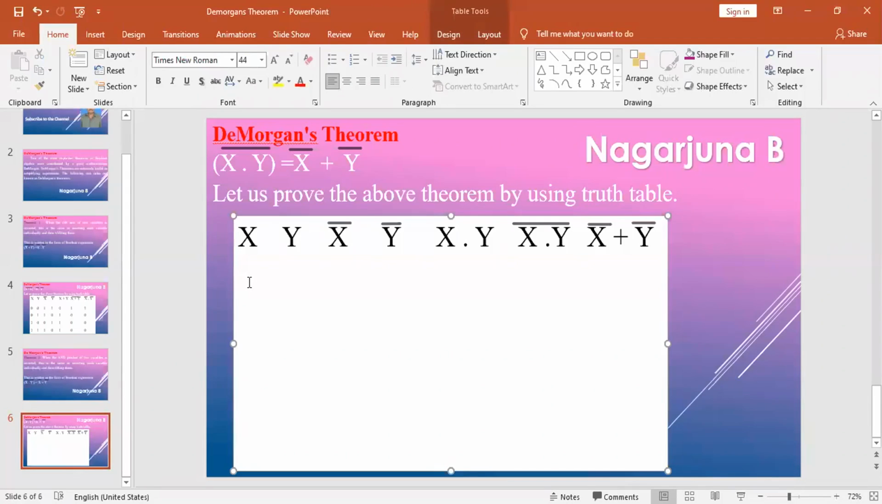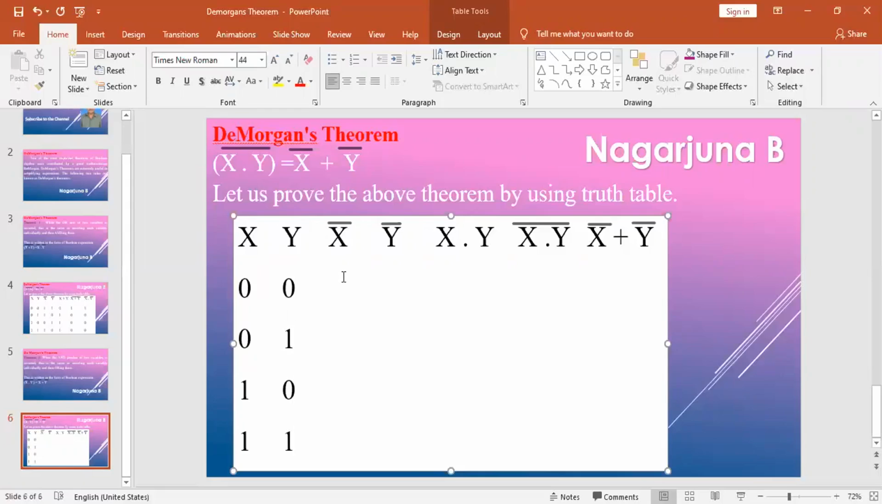So first, how many variables? Two variables, x and y. What are the possible combinations of values? 2 to the power 2, that is 4 possible combinations we get. So therefore the values of x will be 0, 0, 1, 1. Then what will be the values of y? 0, 1, then 0, 1.